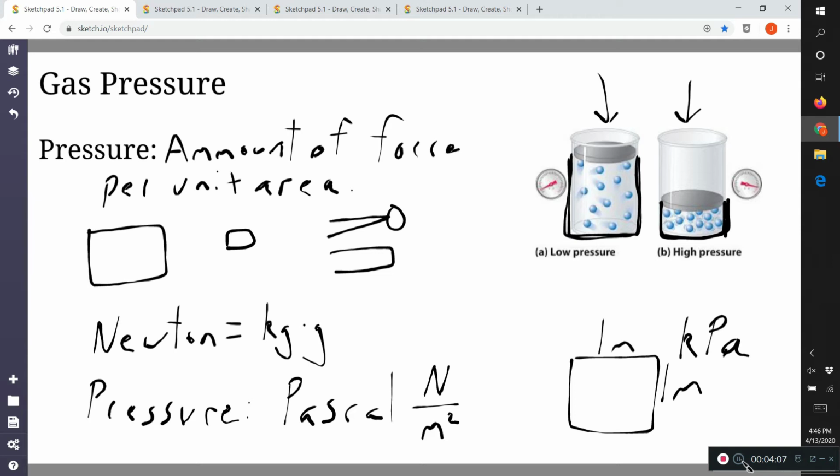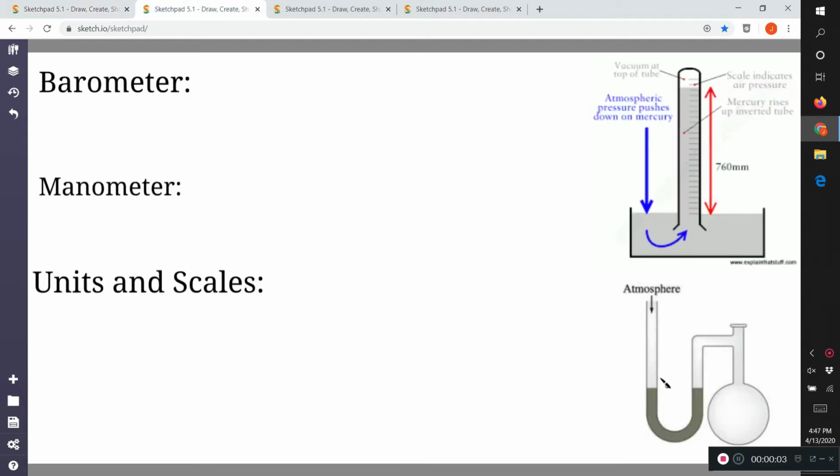Now, one of the tricky things about talking about pressure is just the sheer amount of ways that we have to measure it. So the next thing we're going to discuss is the measuring of pressure. The first unit we talked about, units and scales, was a Pascal, which is 1 Newton on 1 square meter, and its big brother, the kilopascal, used for measuring higher quantities.